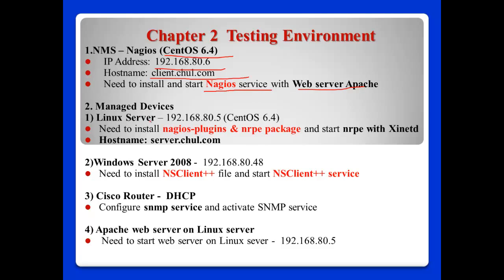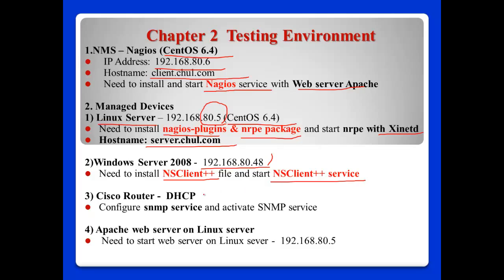As managed devices, I prepared the following. First, the Linux server. This one has IP address 8.5, CentOS 6.4, and needs the Nagios plugins and NRPE packages installed. Later, this NRPE package will start with the xinetd daemon. The hostname is server.chul.com. Then the Windows server, which will have this IP address, or sometimes it can be different. This Windows server needs NSClient installed and the service started.